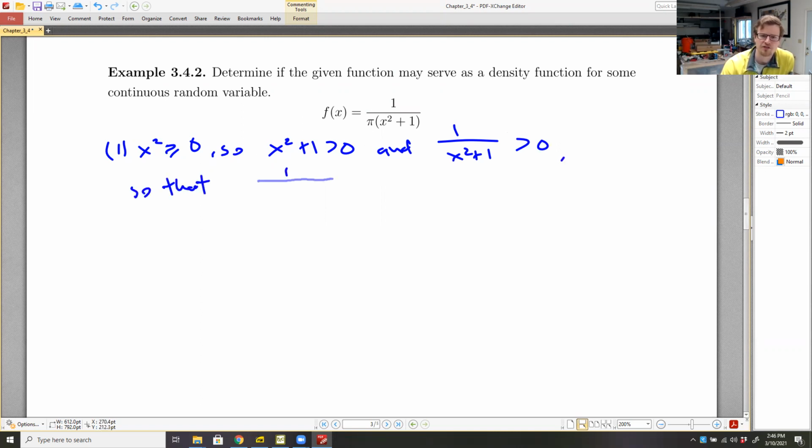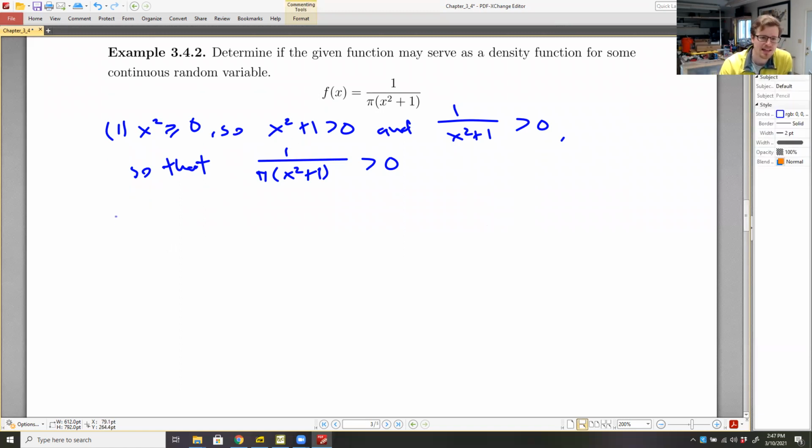so that if we add a factor of pi to that, we still get something that is greater than 0. Awesome. So the first condition is satisfied. The next thing that we need to check is that the integral over the entire real line is in fact equal to 1. So let's see here.